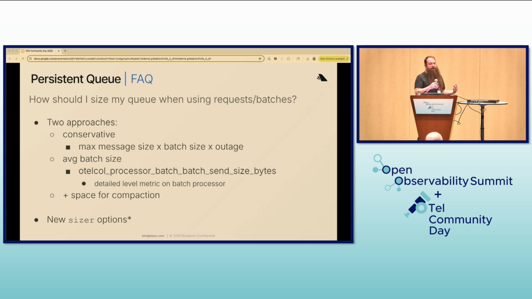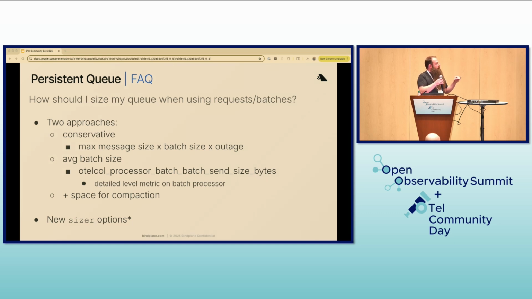The two ways I've seen this work best is either taking an extremely conservative approach and having an understanding of the maximum size of one of your pieces of telemetry, say a log, right? You multiply that by the number of messages in your batch, and then you use that number to calculate the size of space on the number of batches to the amount of space on your disk.